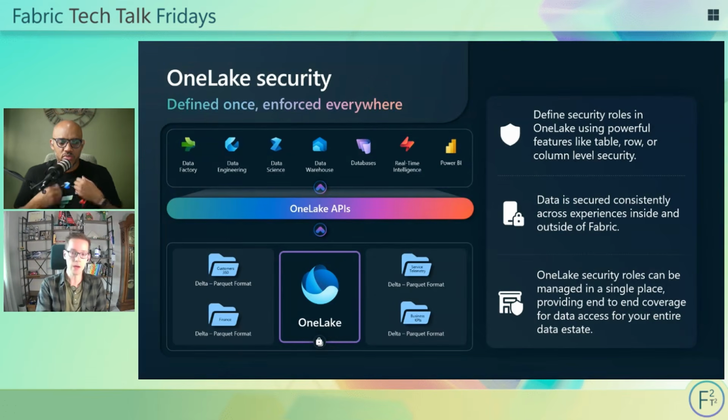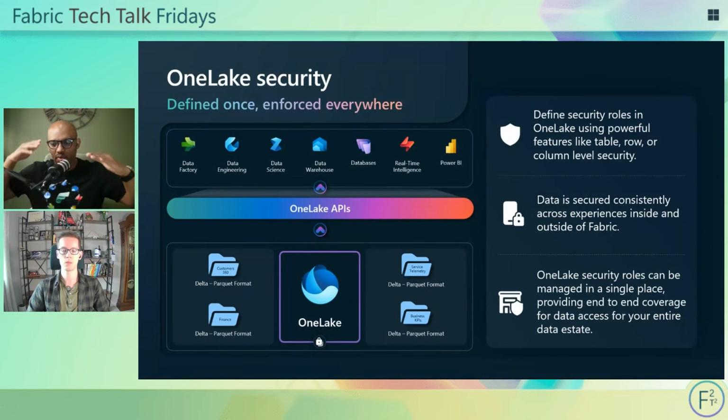Where it gets even better is that not only do we have the object level security that you think of when we're talking about data lakes, we also have table, row, and column level security to give you that fine grained access control. Wow. So I'm not just securing rows. I can go at different levels. I can combine them. I can have a mix of them together.